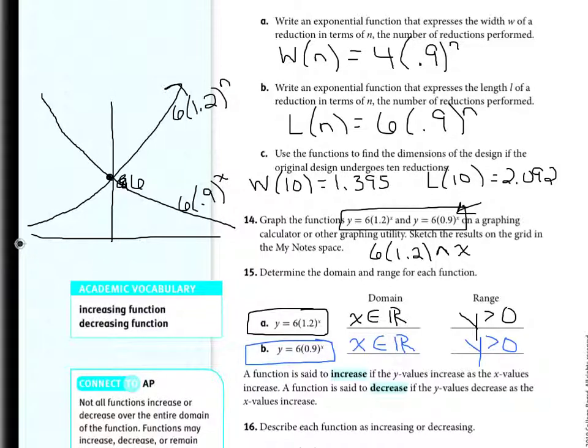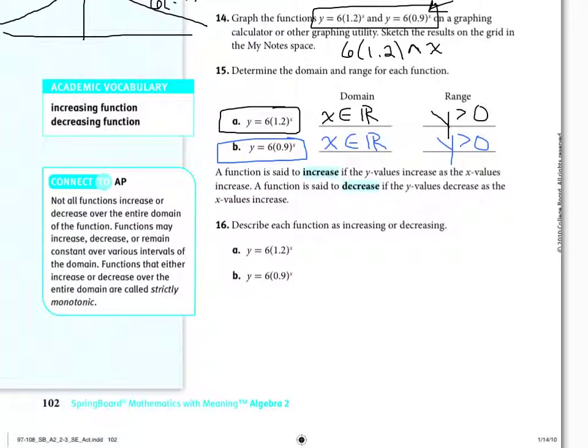So again, we said this one was the growth, and then we had the decay. So another way we can talk about this is whether they're increasing or decreasing. If it's going up as you go to the right, then you are increasing. And this one would be decreasing. Some graphs do both. Like, think about a parabola. It starts off decreasing, and then it turns to increasing. But these stay increasing or decreasing the whole way through.